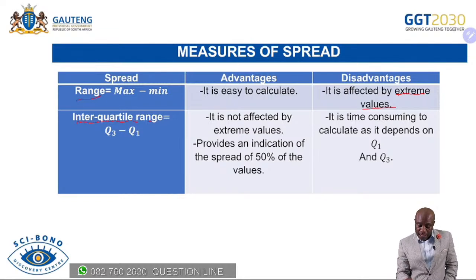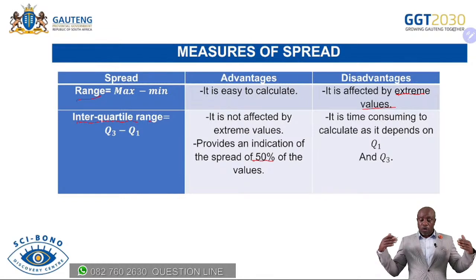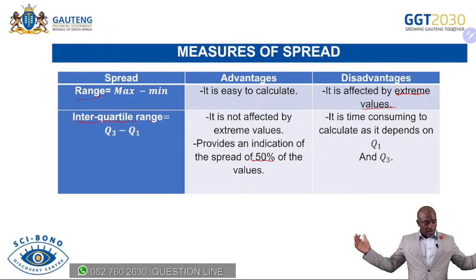And the interquartile range, the advantage now is that it's not affected by extreme values, because it looks at the middle values. So it looks at the 50% of the values in the middle and ignores all those values at the ends of this data, because you have written your data in order. The first number and the last number are ignored, and you go in the middle and you see what is happening in the middle.